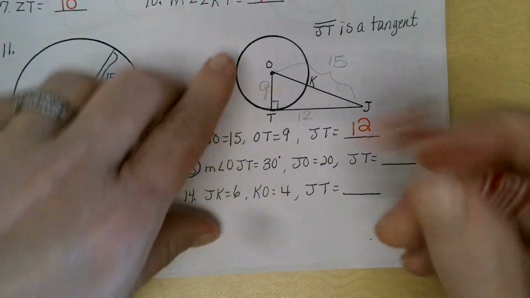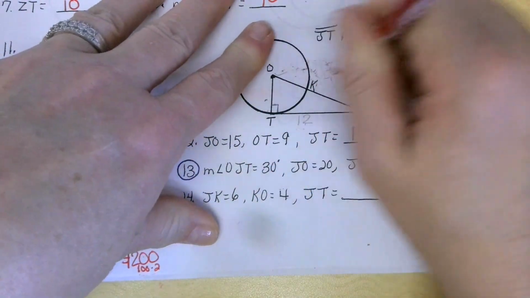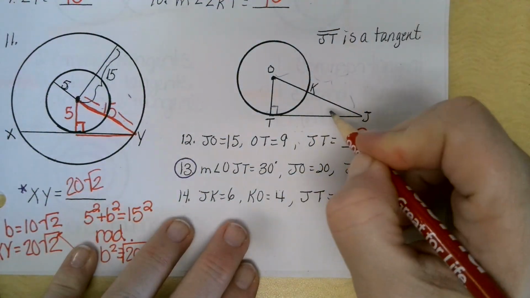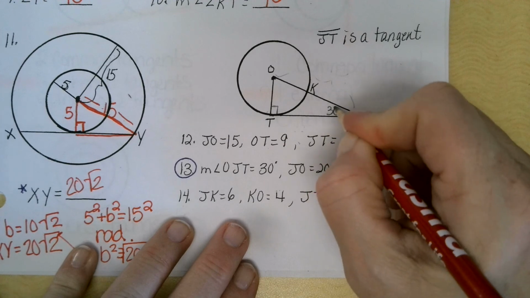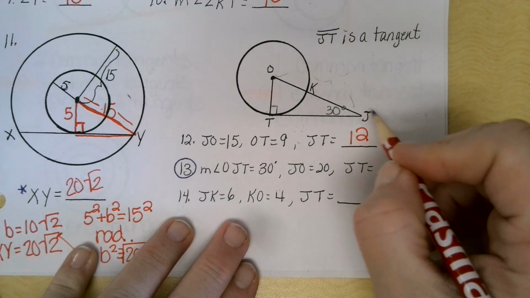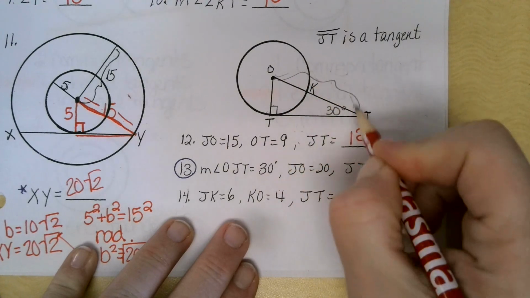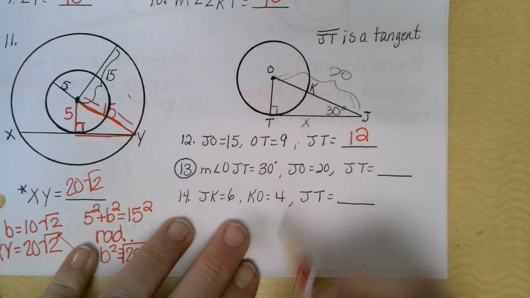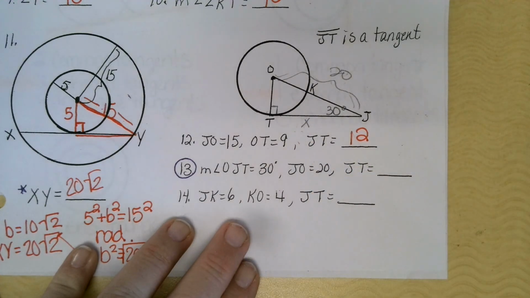All right, number 13. We are given that OJT is a 30-degree triangle, 30, 60, 90 coming up. JO is 20. And what is JT? Okay, that's what we're trying to find. Go ahead and try to find that answer, please. 30, 60, 90 triangle.